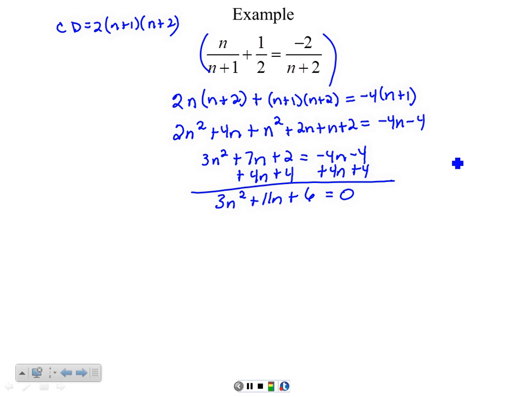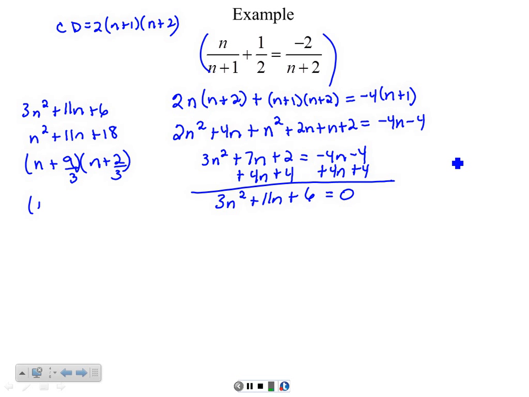Alright, so we have to factor this, which is bottoms up. Multiply the 3 times the 6, and we'll have n squared plus 11n plus 18. Factor this, and that's going to factor into n plus 9 and n plus 2. Divide the 3 back out, and we're going to get n plus 3 and 3n plus 2. So on the left hand side we have n plus 3 times 3n plus 2.